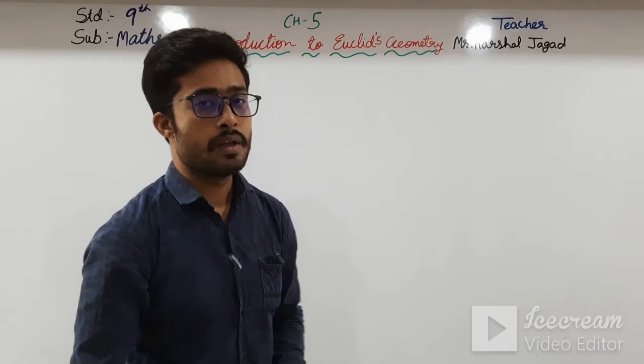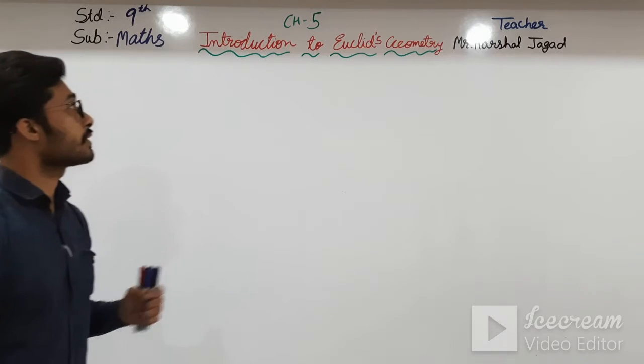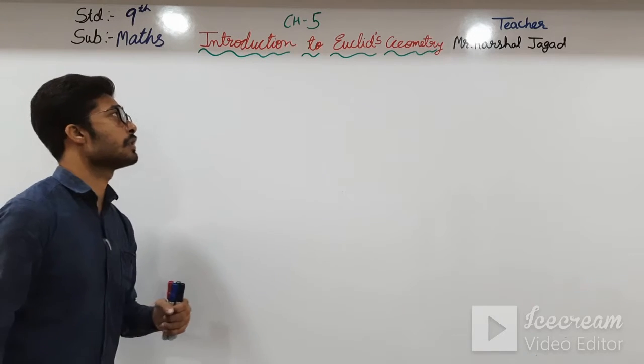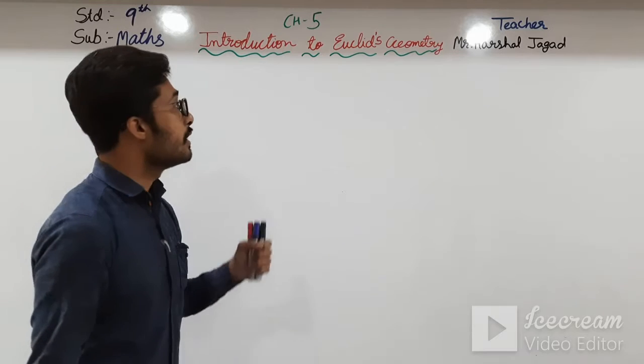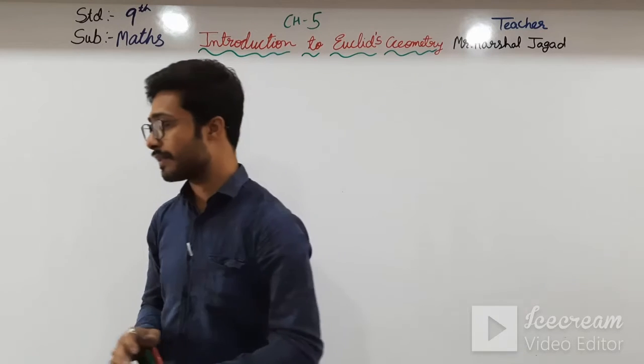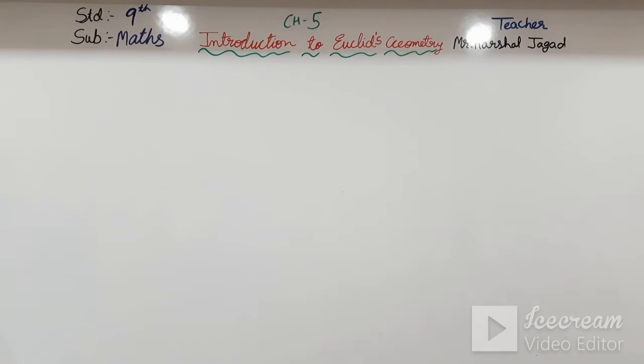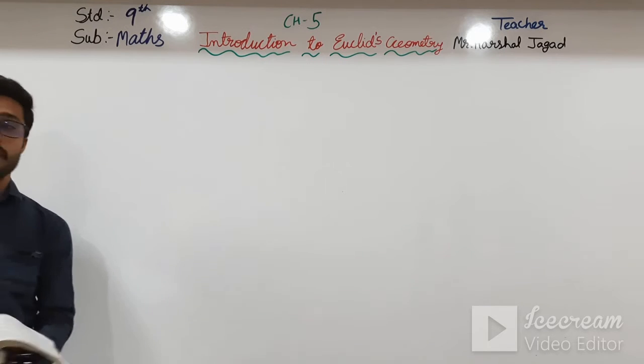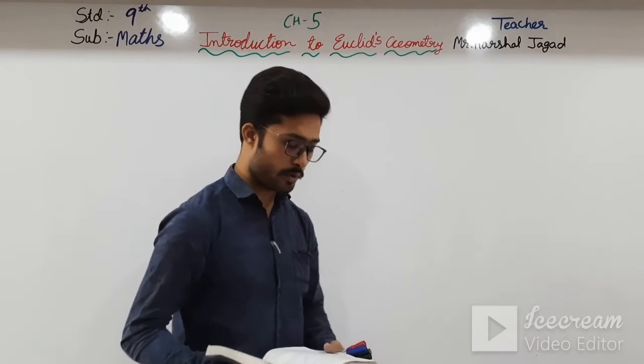Very modern school. So in the previous video we have just started with chapter number 5, that was Introduction to Euclid's Geometry. Okay students, in that we have seen the postulates 1 to 5. Let us revise all the postulates.